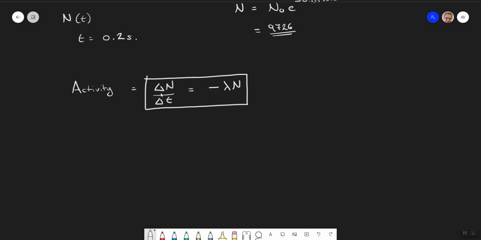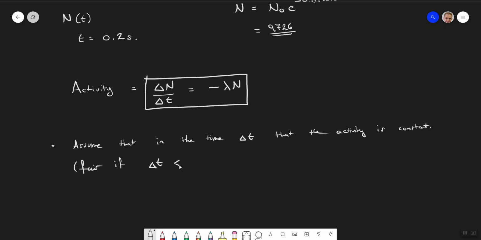Well, what this allows us to do is make an assumption. Let's assume that in the time delta t, the activity is constant. Now, this sentence is not true. This is a false sentence. But this is fair if our change in time is much smaller than our half-life.